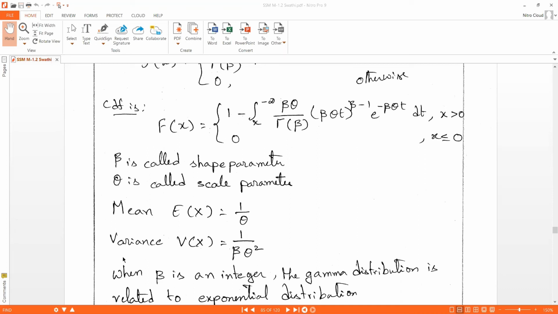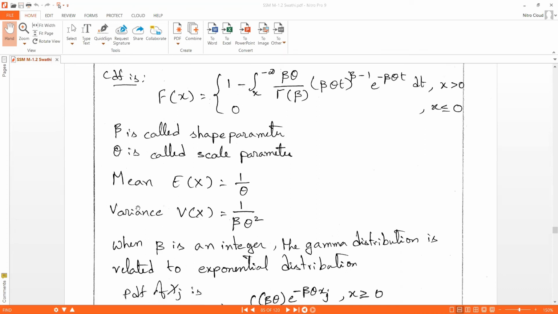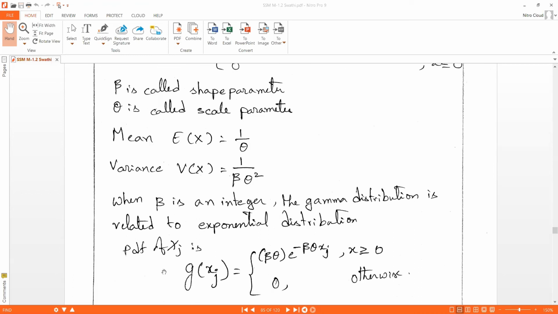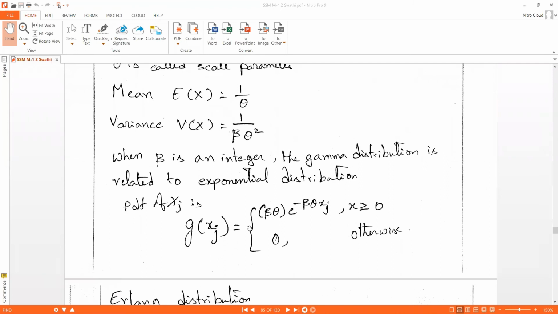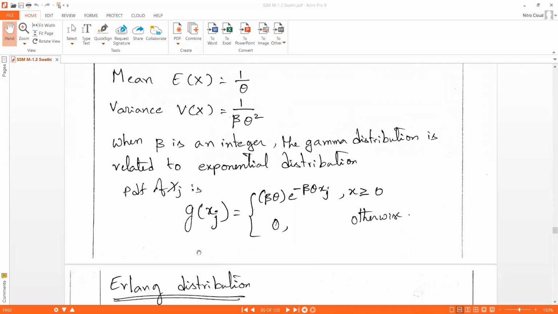The mean of this gamma distribution is E of x is equal to 1 divided by theta. Variance is V of x equal to 1 divided by beta into theta square. When beta is an integer, the gamma distribution is related to the exponential distribution, whose PDF is g of xj is equal to beta theta e power minus beta theta xj for all x greater than or equal to 0. Otherwise, g of xj is equal to 0. This is about the gamma distribution.